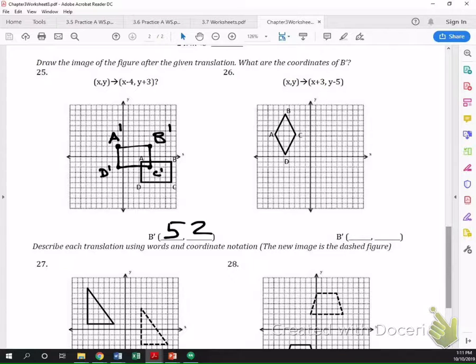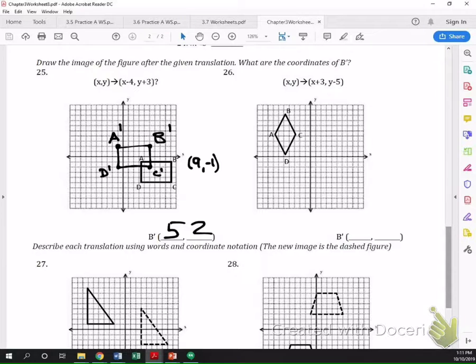Now, we can double check. If you want to count the coordinates of the original B, 1, 2, 3, 4, 5, 6, 7, 8, 9. So the original B was at 9, negative 1. Did we subtract 4? We did. Did we add 3? We did. So you can sort of double check yourself, see if you did it right. Questions?